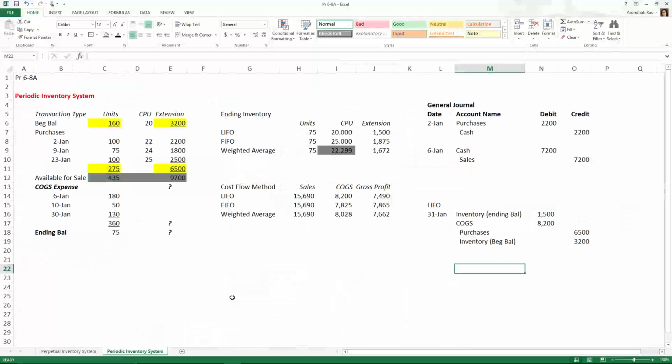So in your chapter 6, both these methods are covered, both the systems are covered. You need to review both of these systems.